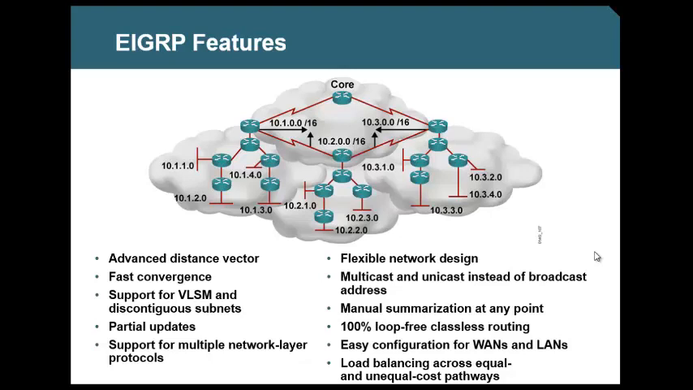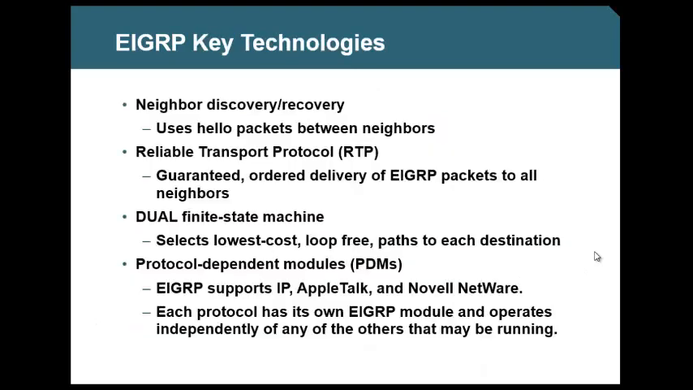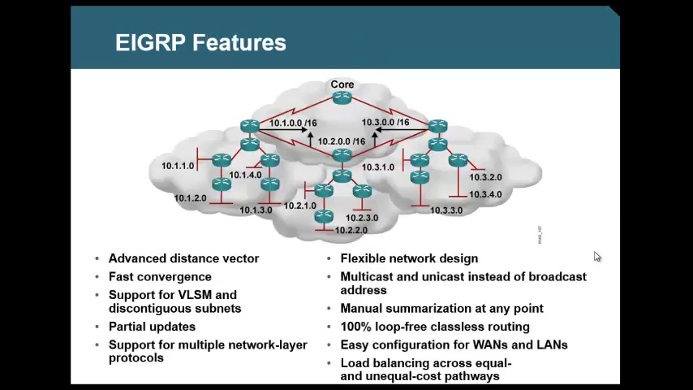So, in our previous session in EIGRP, we learned a lot of important, unique features of EIGRP. Like, it's very fast in convergence because it maintains a backup path. It's a distance vector protocol. It's an advanced distance vector protocol. And we have multiple modules to support different network layer protocols.